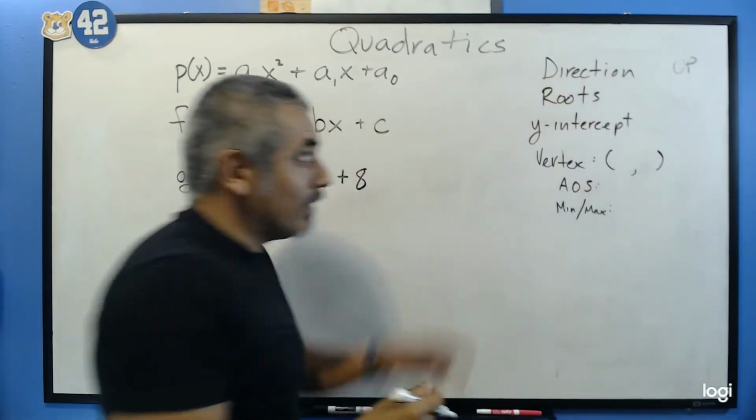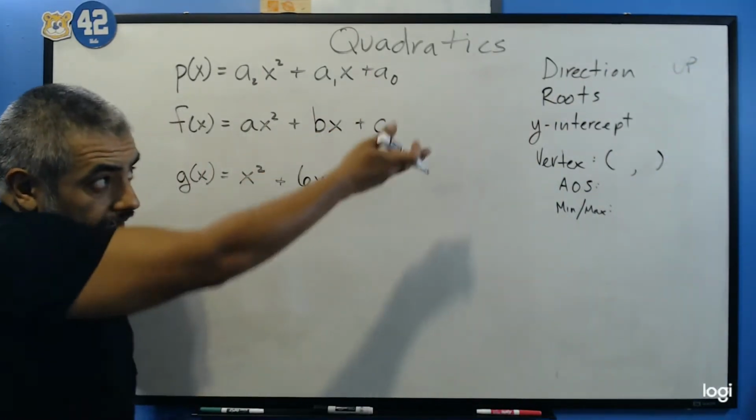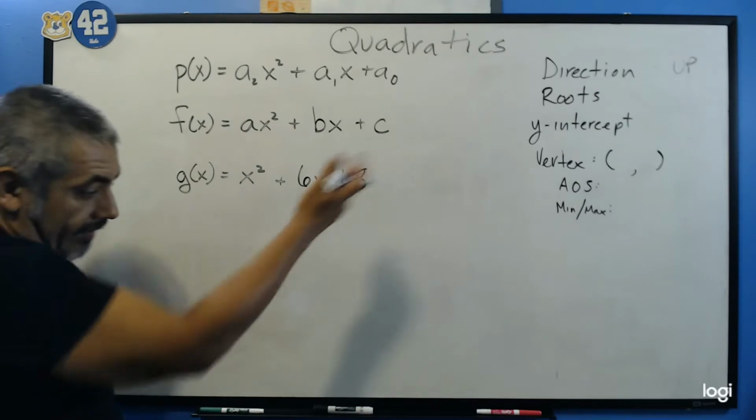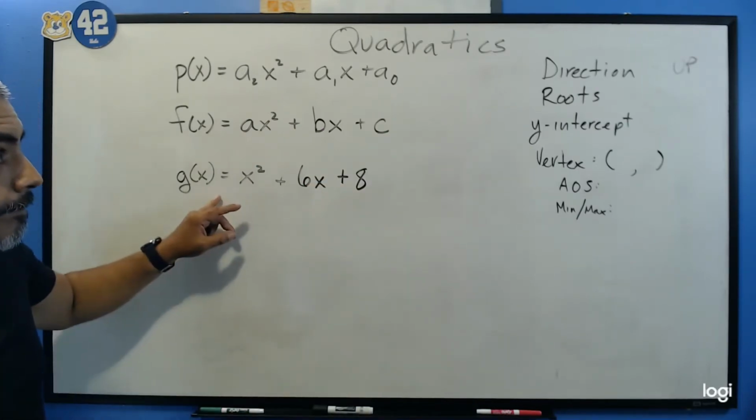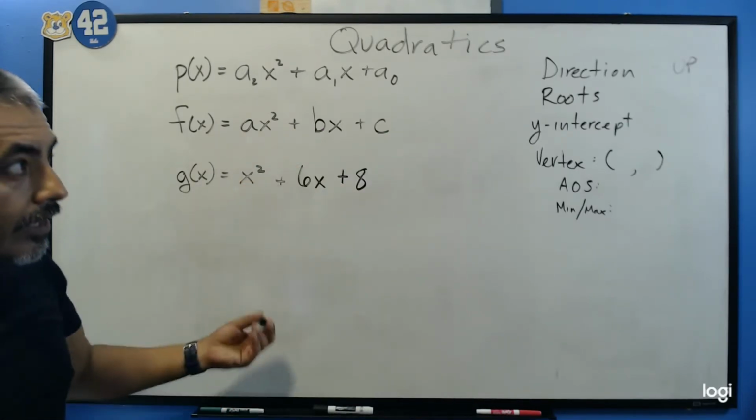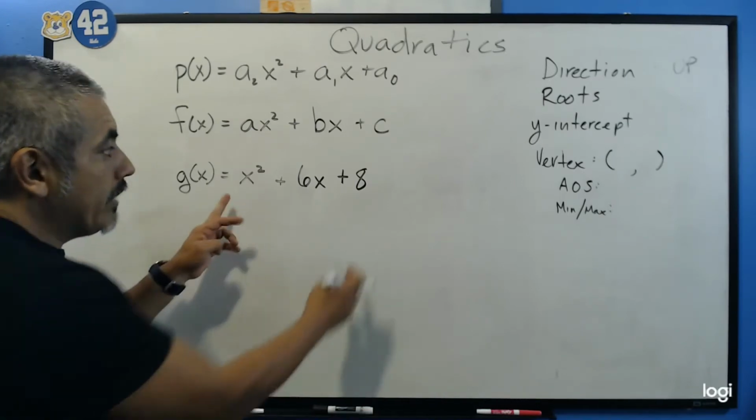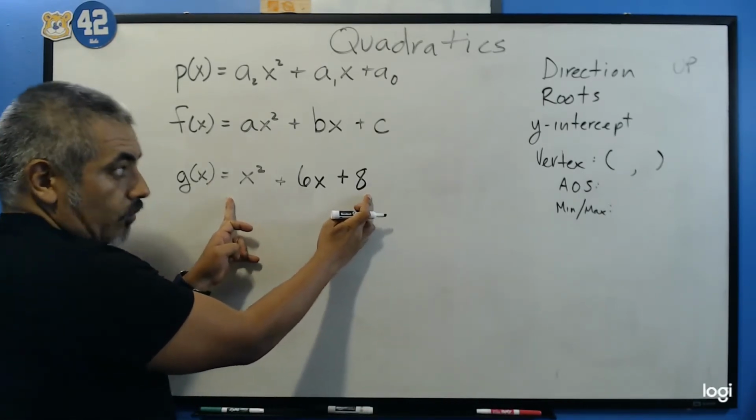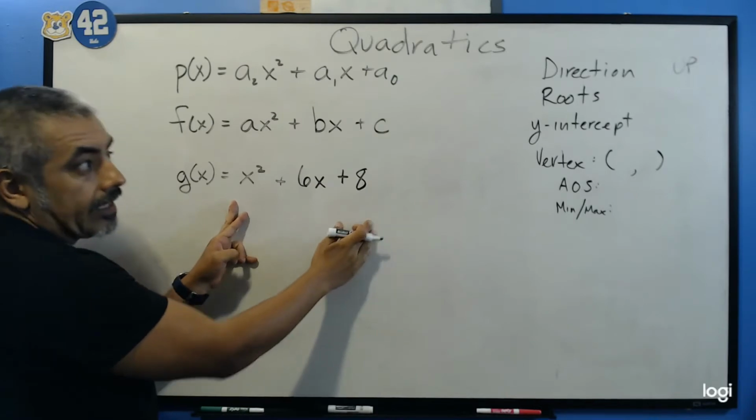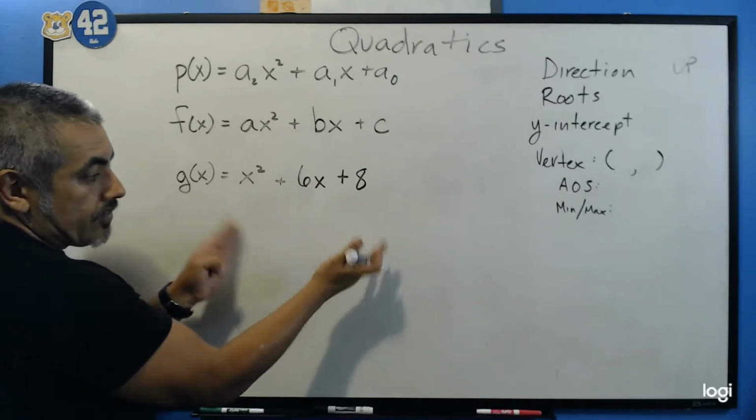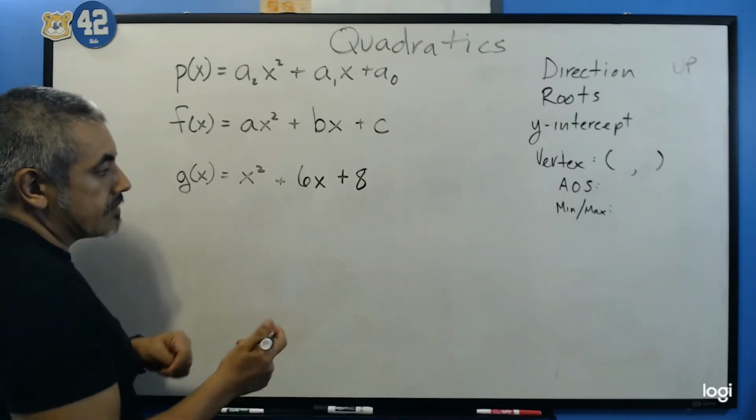I recommend that you keep a little chart on the side, just so that you can have all your stuff organized, and then at the end we can just graph it. The roots. Now we know that to find the roots, we need to take this equation and set it equal to 0, because that's what the roots mean. When does this equal 0? When does it hit the x-axis?